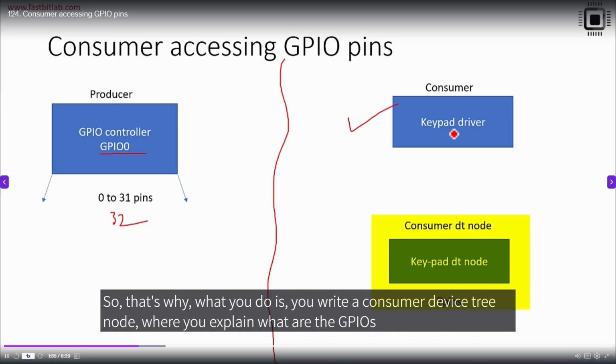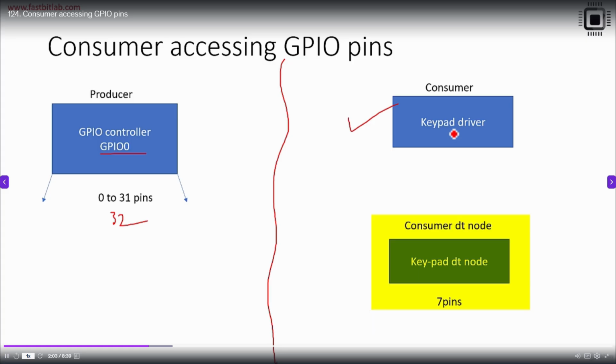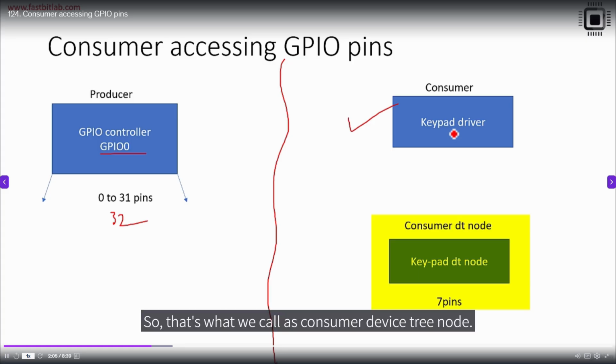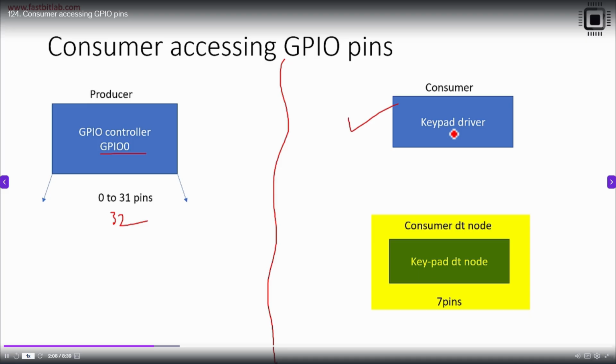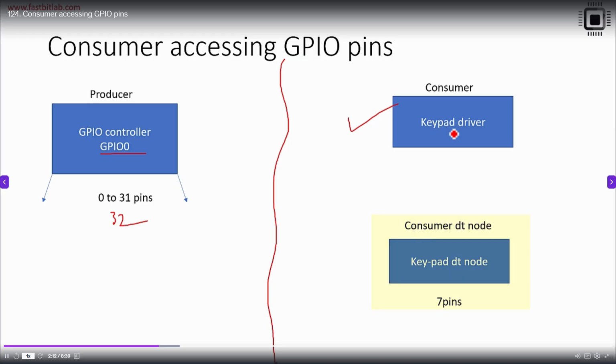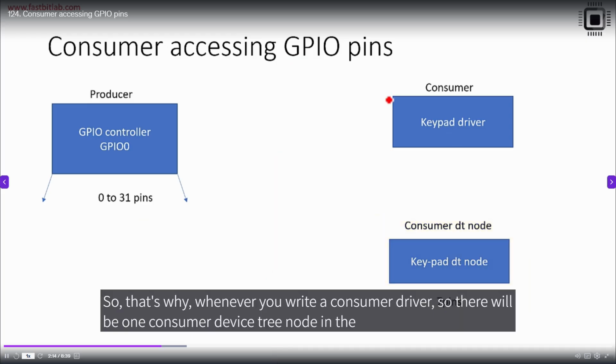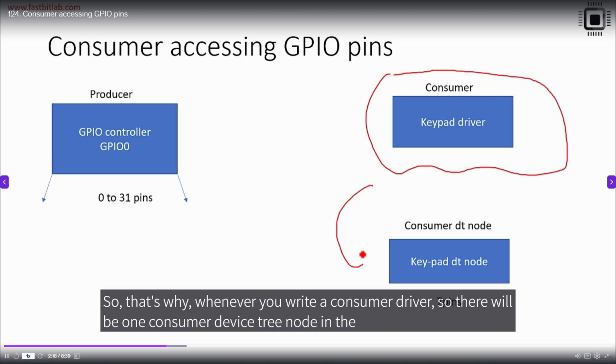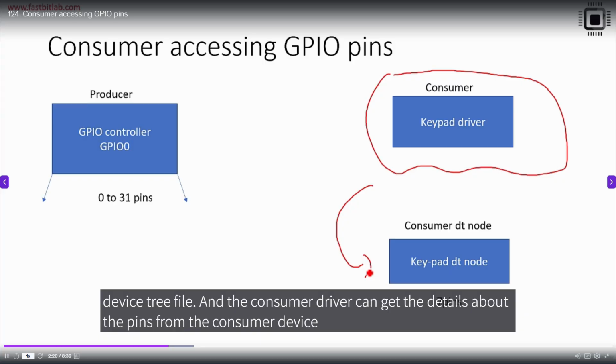You write a consumer device tree node where you explain what GPIOs you are going to consume. That's what we call the consumer device tree node. So you write a keypad device tree node for this use case. Whenever you write a consumer driver, there will be one consumer device tree node in the device tree file.